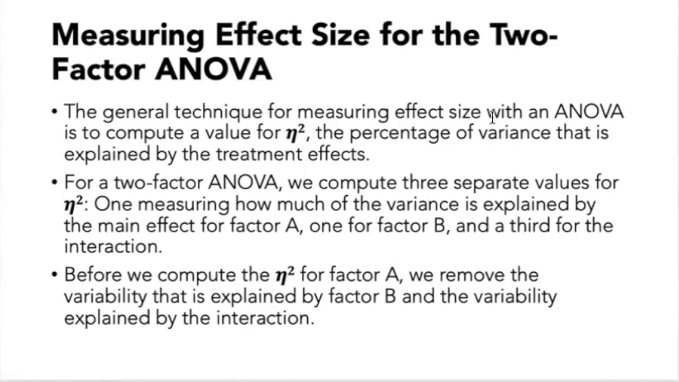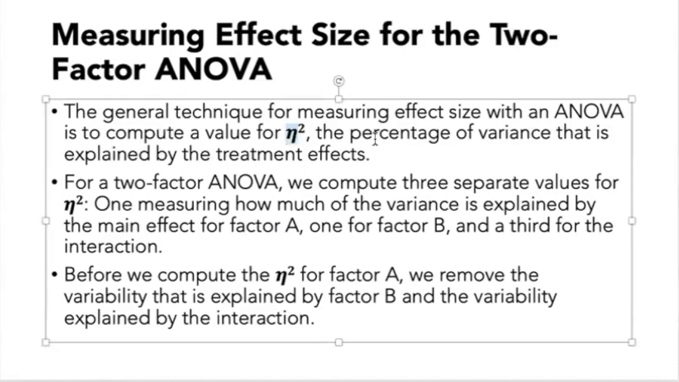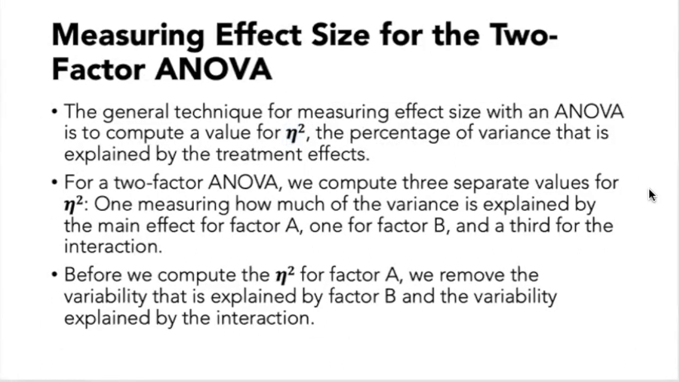Now the general technique for calculating the effect size for ANOVA is eta squared. This is the percentage of variance that is explained by the treatment effects, kind of like the coefficient of determination in correlations. So for a two-factor ANOVA, we compute three separate eta squareds. One measures how much of the variance is explained by the main effect of factor A. The second is how much is explained by factor B. And the third is how much is explained by the interaction.